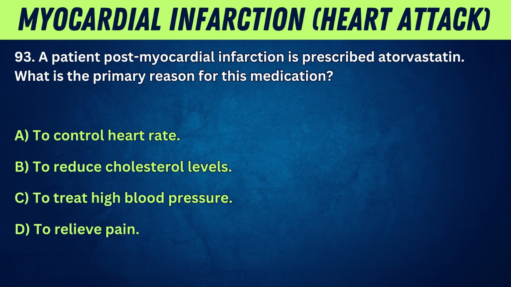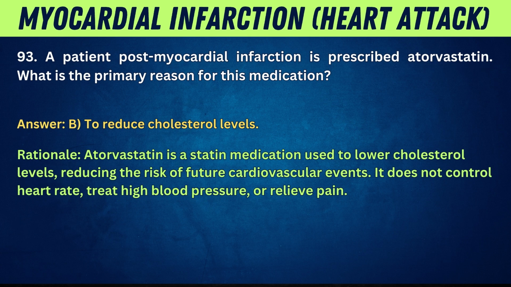93. A patient post-myocardial infarction is prescribed atorvastatin. What is the primary reason for this medication? A. To control heart rate. B. To reduce cholesterol levels. C. To treat high blood pressure. D. To relieve pain. Answer: B. To reduce cholesterol levels.